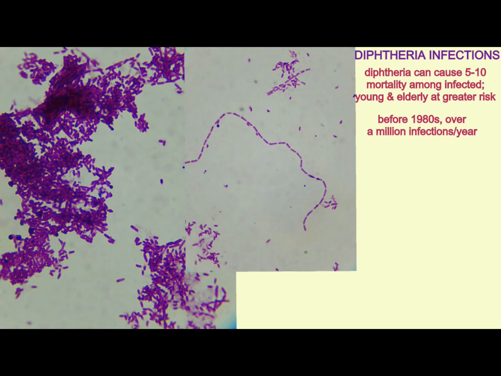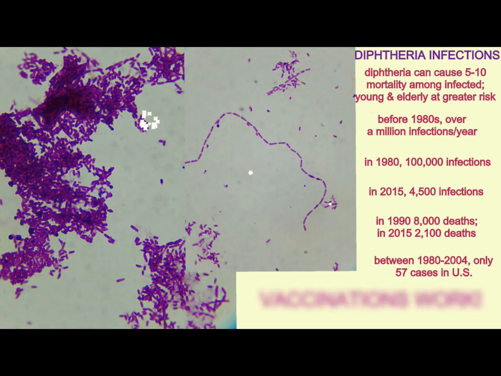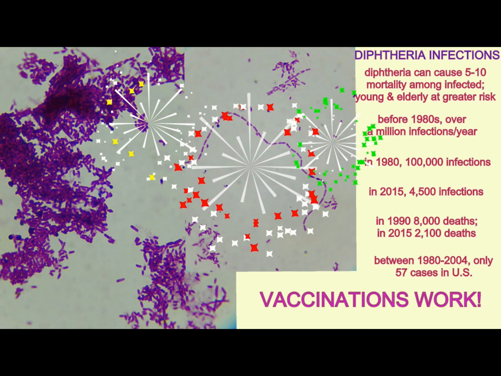Before the 1980s, worldwide there were more than 1 million infections per year, but that had decreased to 100,000 in 1980 and 4,500 by the year 2015. The number of deaths has dropped. In 1990, there were 8,000 deaths due to diphtheria. By 2015, it was slightly over 2,100 deaths. And between 1980 and 2004, only 57 cases of diphtheria have been known in the United States.